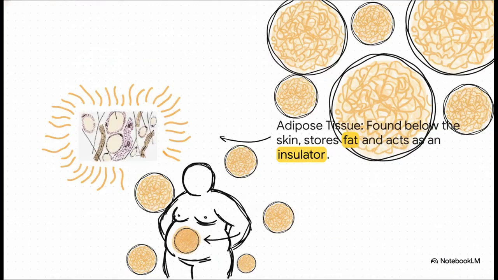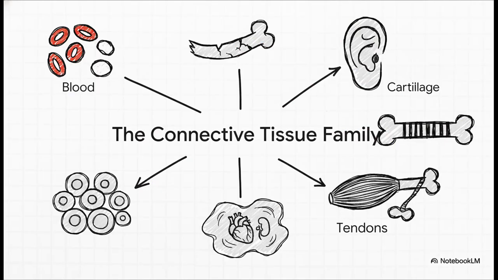And next we have adipose tissue. You probably know this better as fat. This is our body's fat-storing tissue. If you look at the cells, you can see they're filled with these big fat globules. Now, adipose tissue has two very important jobs. First, it stores fat as a reserve of energy. And second, it acts as an insulator, like a warm blanket under our skin that helps to keep our body warm.